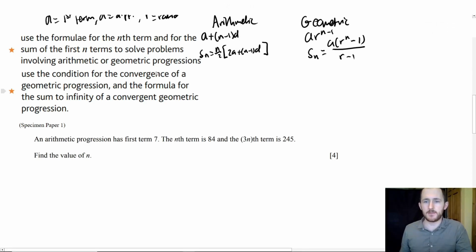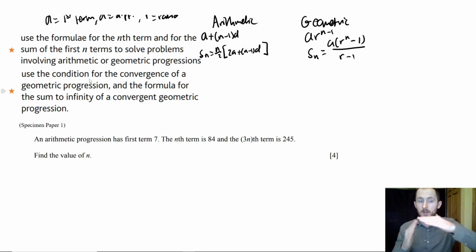You also need to use the idea of convergence of a geometric progression and the formula for the sum to infinity of a convergent geometric progression. So what is convergence? Well, convergence is that as you go along in a sequence, it eventually converges, so it gets closer and closer to a certain value. So what do I mean by this? Well, if r, the magnitude of it, is bigger than 1, then hopefully you can see that the terms will just keep getting bigger and bigger.